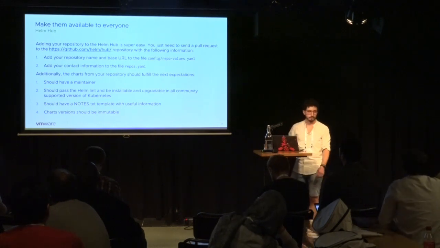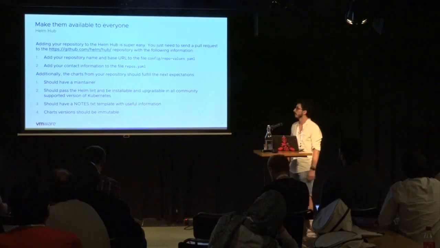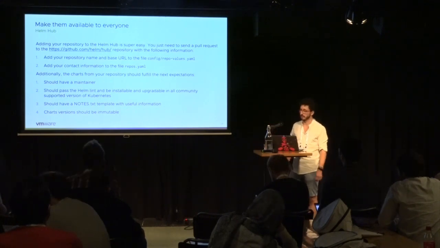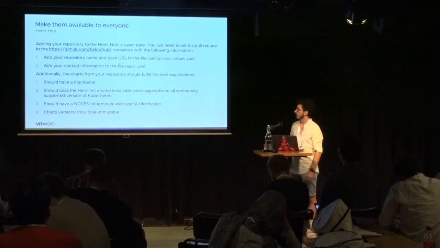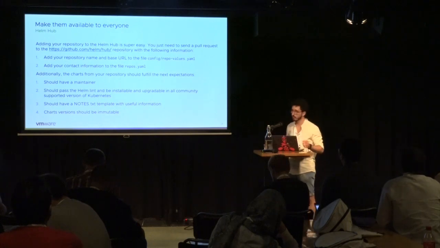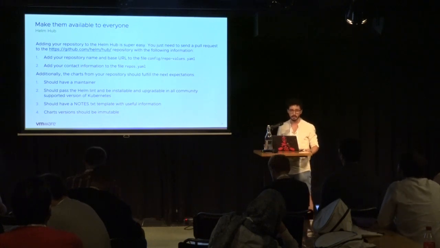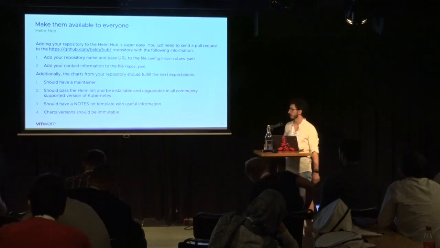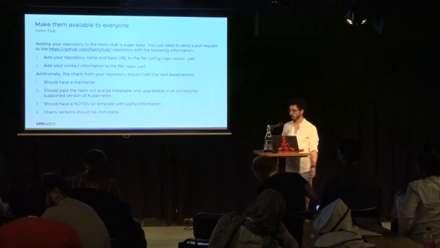But before your repositories are added to the Helm Hub, they should fulfill a series of requirements. They should have a maintainer in the chart.yaml. They should pass the Helm lint, and they should be installable and upgradable in all community supported versions of Kubernetes. The notes.txt should contain useful information about how to use the application or how to access it, regarding the kind of service that you used, and the chart version should be immutable.